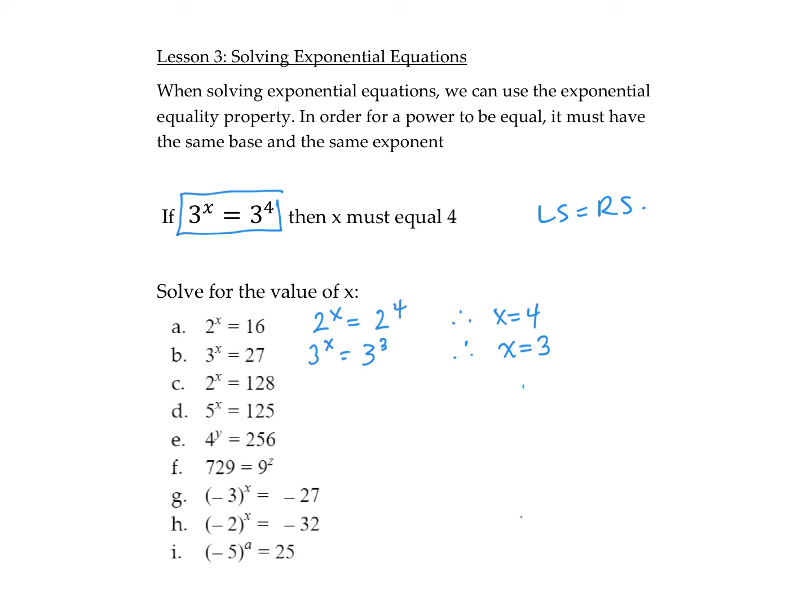Let's skip down to 4 to the y equals 256. We want the same base, so I'm just going to use my calculator to figure out what that value would be. I think it's 4. It is. So 4 to the 4 equals 256. Once I have the same base, therefore y is equal to 4.